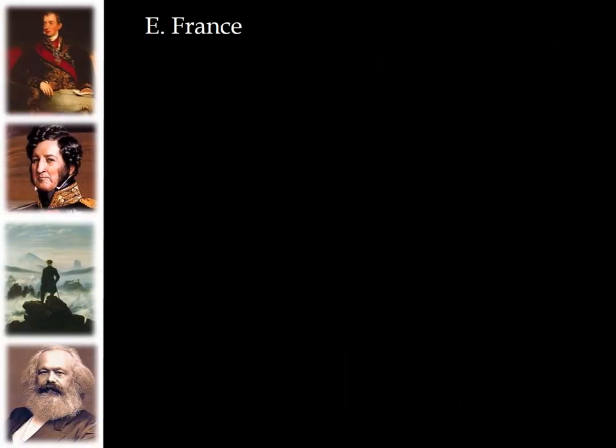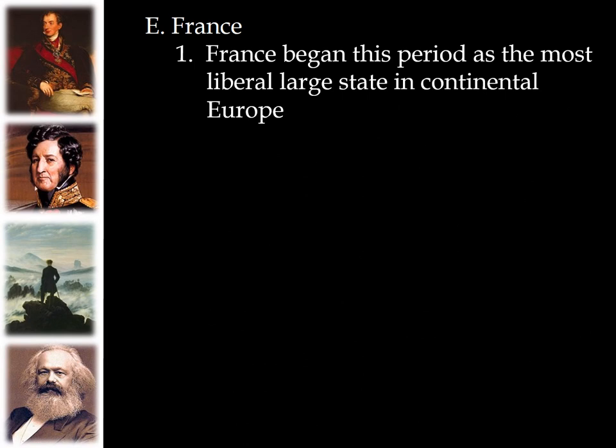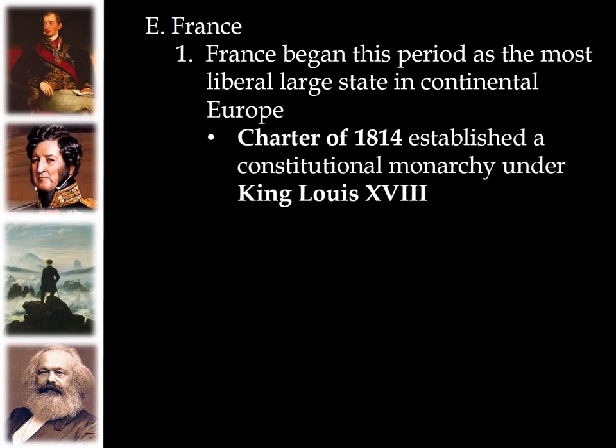So what about France during this period? France began this period as the most liberal large state on continental Europe, obviously, after defeating Napoleon and restoring the Bourbon monarchy. Remember, they couldn't completely undo everything that the French Revolution had done. So the Bourbon Restoration had been established as a constitutional monarchy. The Charter of 1814 is what granted that constitutional monarchy under King Louis the 18th.